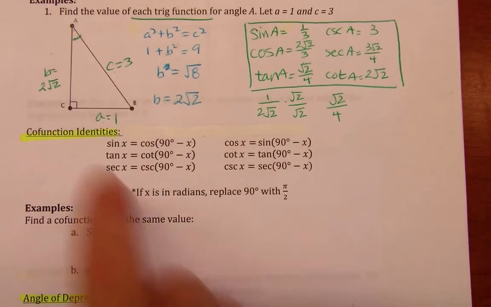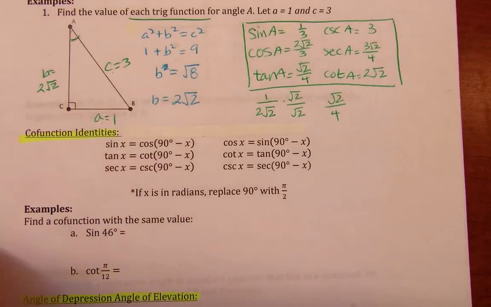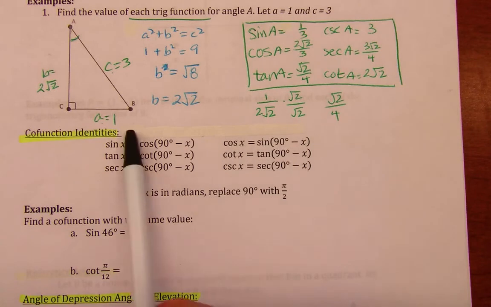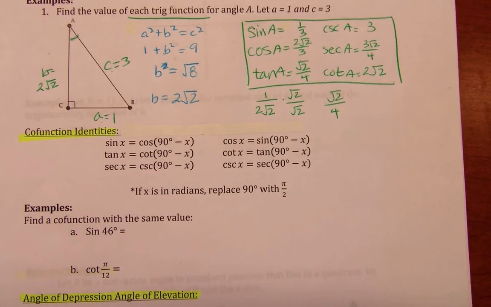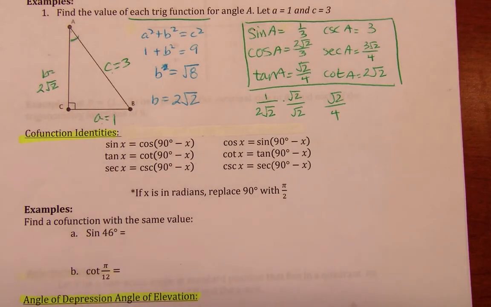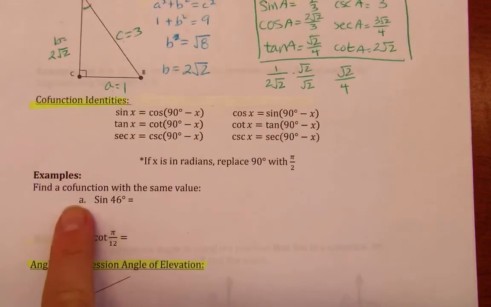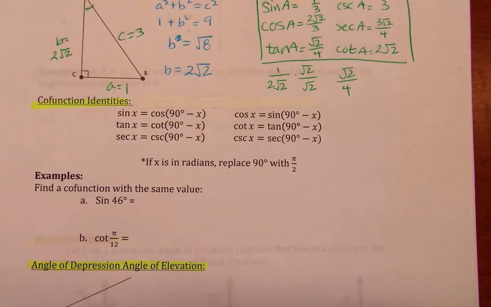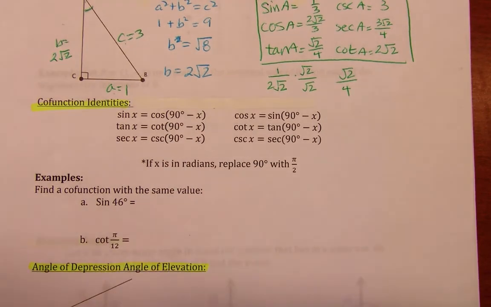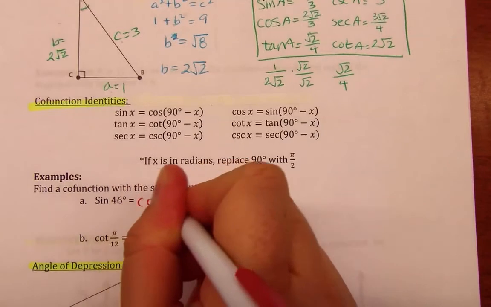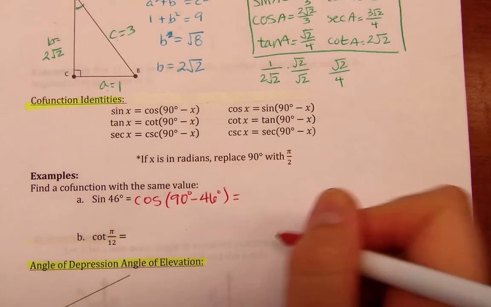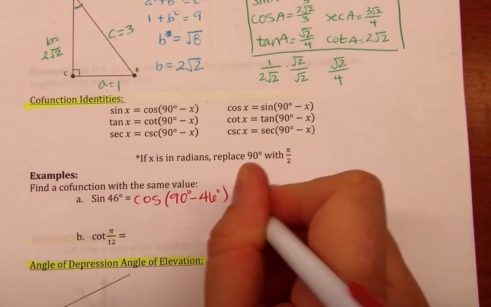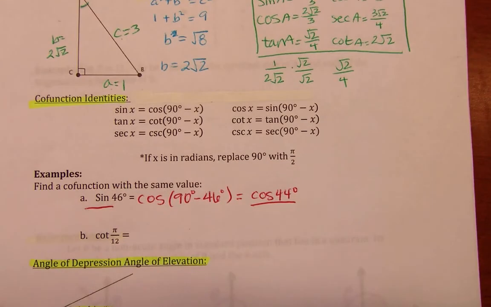Now moving down a little bit, we see the cofunction identities. I believe on your notes right here, it says that these are not on your identity sheet. Because I made you guys new identity sheets, this is on your identity sheet now. And these properties are going to be really helpful for us in evaluating something that maybe looks complicated and making it a little bit simpler. So it says find a cofunction with the same value. Well, sine's cofunction is cosine. So cosine of 90 minus 46 degrees is going to be cosine of 44 degrees. So what we're saying is that these two things are equal.